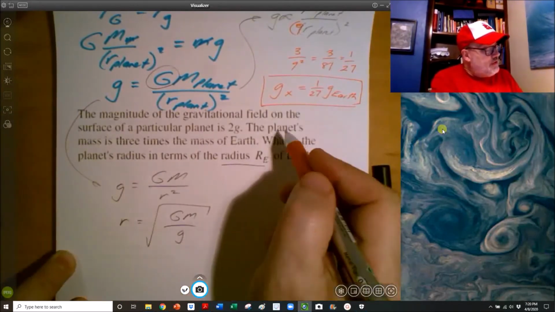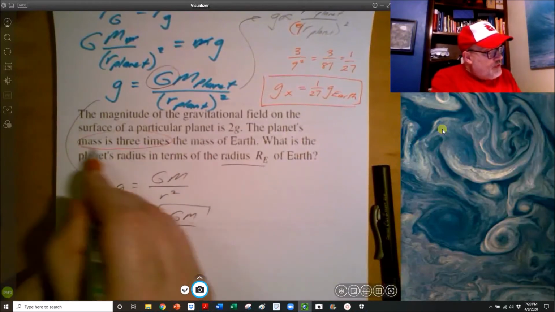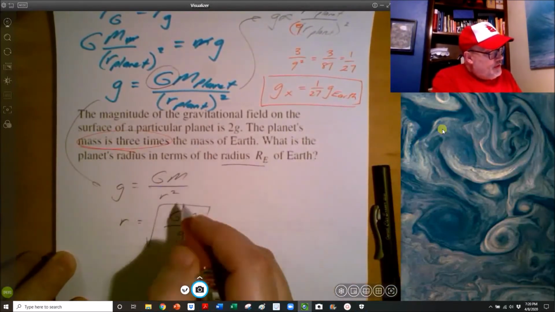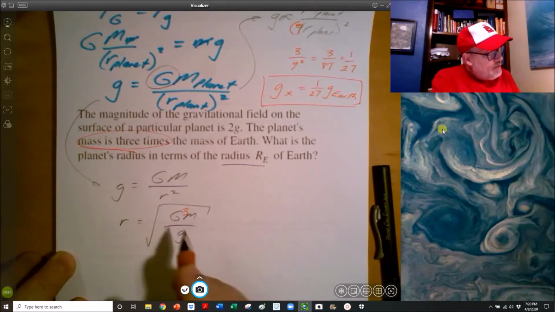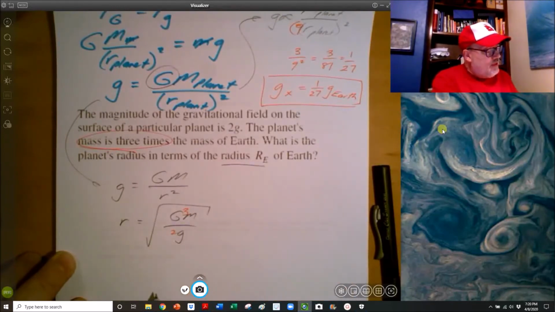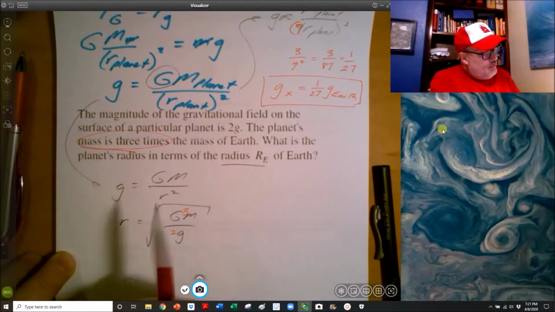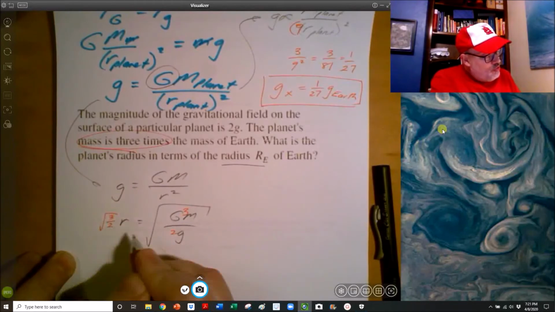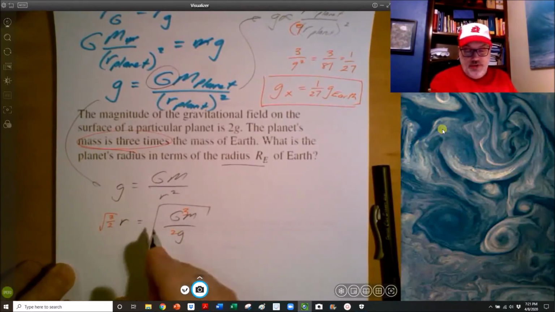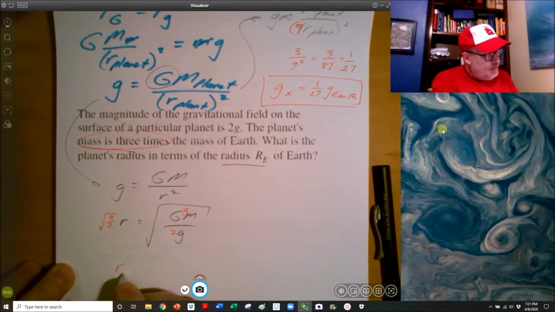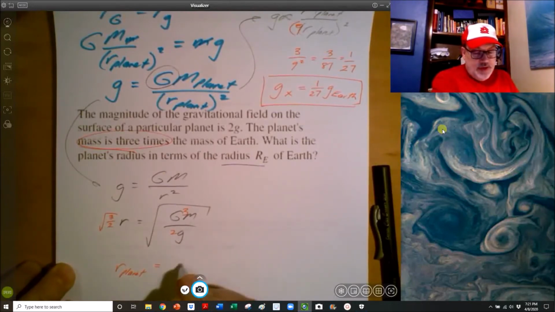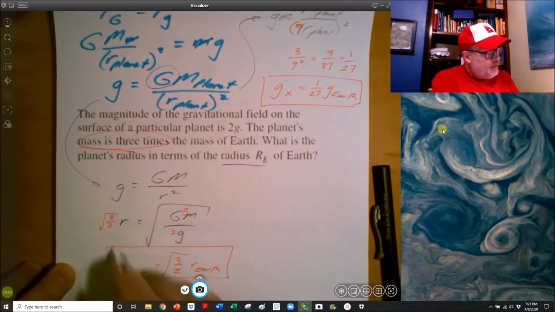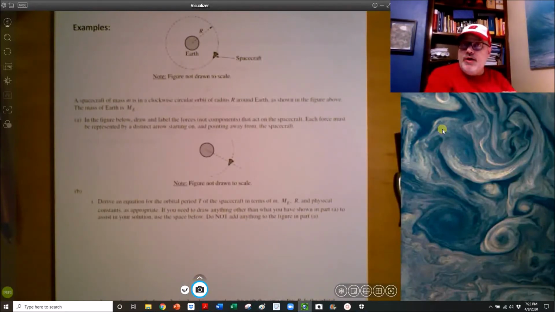Now what are we changing? We're saying that the planet has 3 times the mass of Earth, and we know that g is twice as big as Earth's, so that means this planet would have the square root of 3 over 2 times the radius of Earth. So the radius of this mysterious planet is equal to the square root of 3/2 times the radius of Earth. There we go. Our last problem is a free response problem.